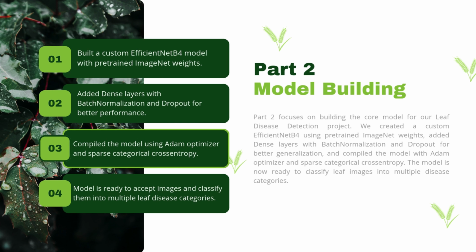Part 2: Model building. Built a custom EfficientNetB4 model with pre-trained ImageNet weights. Added dense layers with batch normalization and dropout for better performance. Compiled the model using Adam optimizer and sparse categorical cross-entropy. The model is ready to accept images and classify them into multiple leaf disease categories.